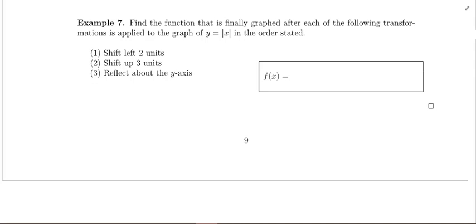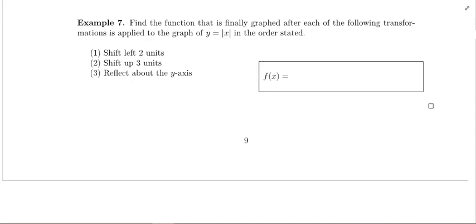Example 7. Find the function that is finally graphed after each of the following transformations is applied to the graph of y equals the absolute value of x in the order stated. First, shift left 2 units. Next, shift up 3 units. Finally, reflect about the y-axis.